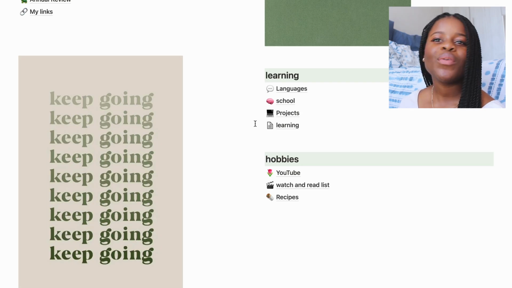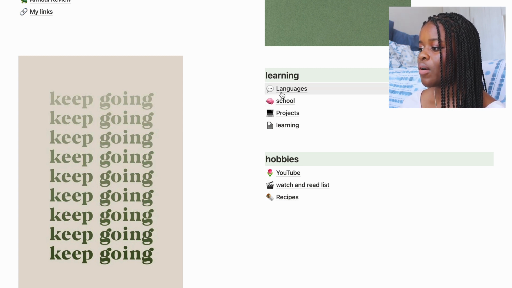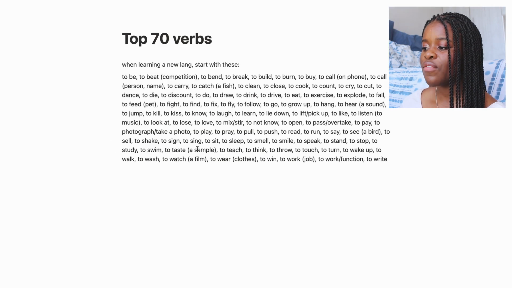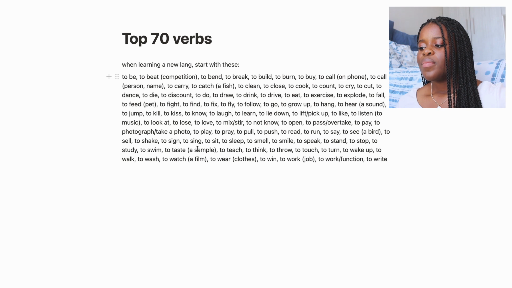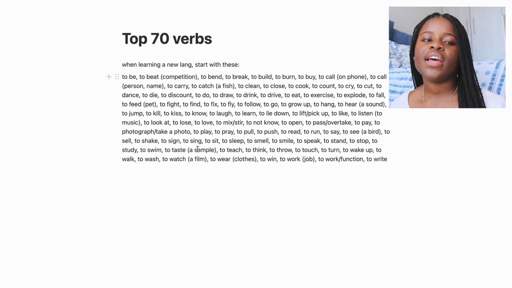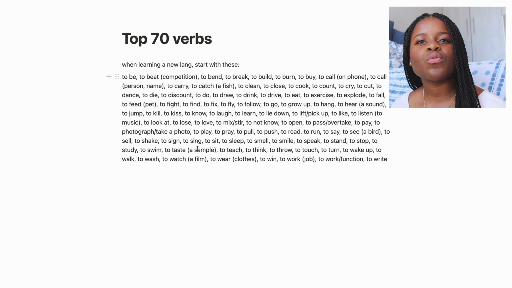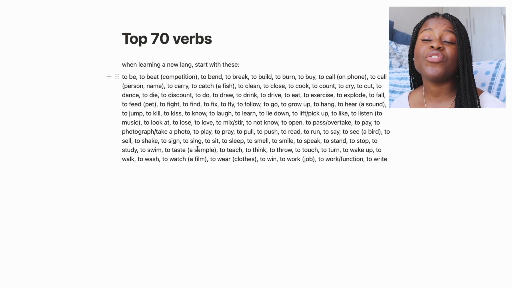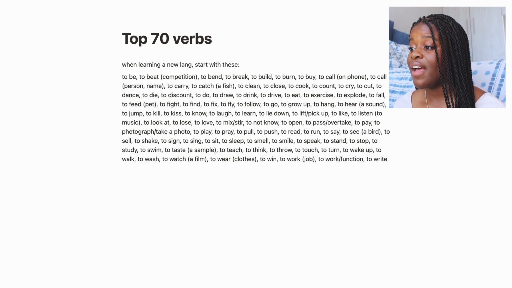Anyways, next we have the learning hub. And inside here are languages. In TshiVenda I just write down what I want to remember. And then top 70 verbs is basically the top 70 verbs that people use when they speak. I think it was this one TikTok that I watched, and the girl was talking about the 80-20 rule, where you learn 20% of something but it helps you get 80% of what it actually is. I have no idea how to explain that, but that is why I have the top 70 verbs.